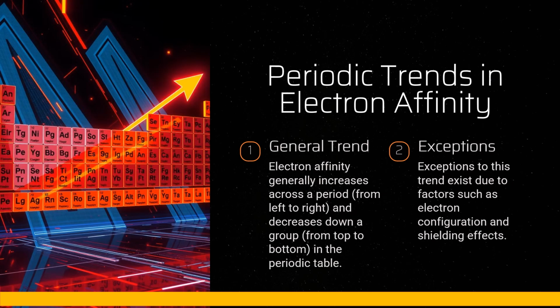Now here's where things get exciting. Electron affinity shows a pattern as we move across periods and down groups in the periodic table. Across a period from left to right, electron affinity generally increases. Why? Because atoms become smaller, and their nuclear charge increases, attracting incoming electrons more strongly. But when you move down a group, the trend reverses. Larger atoms with more shielding have a weaker pull on incoming electrons, decreasing electron affinity. And of course, like everything in chemistry, there are exceptions. Some of these are due to electron configurations and the shielding effect.